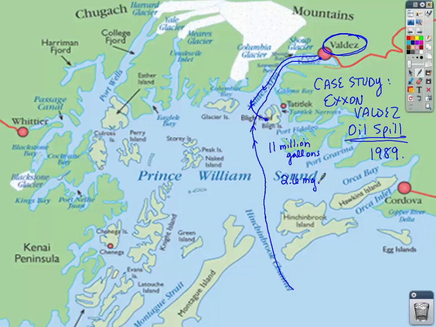So even after it was cleaned up, the rest remained in the environment and is still there today. You don't actually see it, but if you dig down in the sand a little bit on some of these beaches, you'll find it. And scientists estimate that it'll be there for the next 100 years or more. So the Exxon Valdez oil spill is a nice case study to look at when we're looking at what can happen in the case of an oil spill of millions of gallons into a pristine wildlife area.